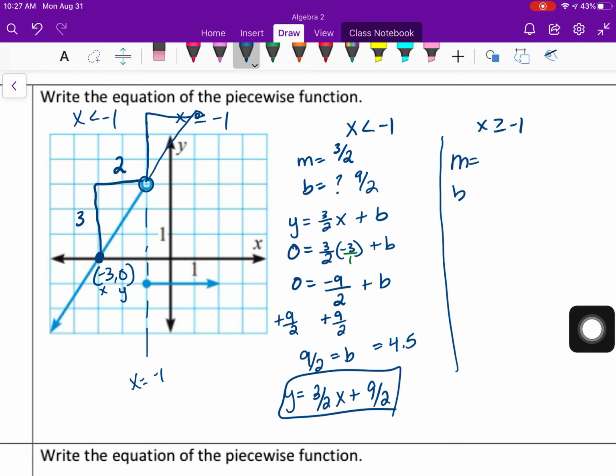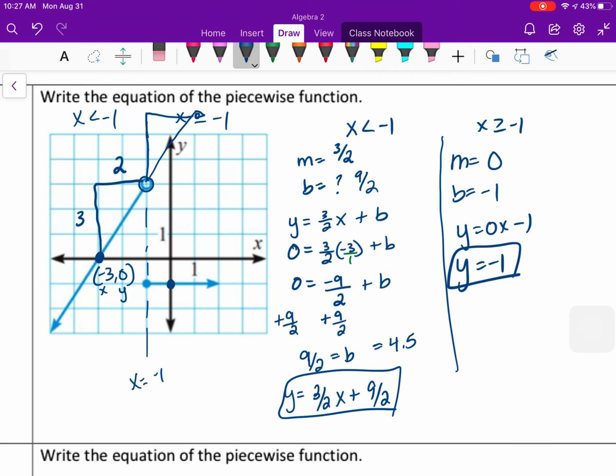On my other side, m equals and b equals. So here I have a horizontal line. So rise over run, well, I have a rise of 0 and a run of 1. Well, 0 over 1 is 0. A horizontal line, the flat lines, that's like the ground, it has a slope of 0, not no slope. And then the y-intercept is at -1. It's crossing the y-axis right there at -1. So this one is 0x minus 1. It's an equation of y equals just -1.